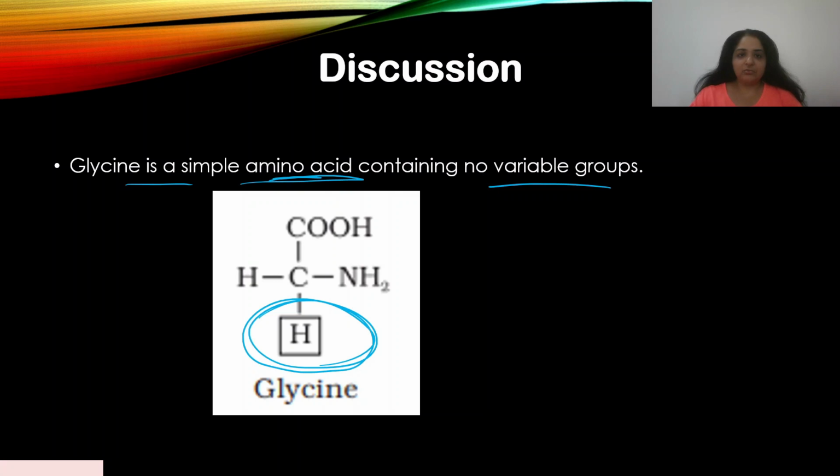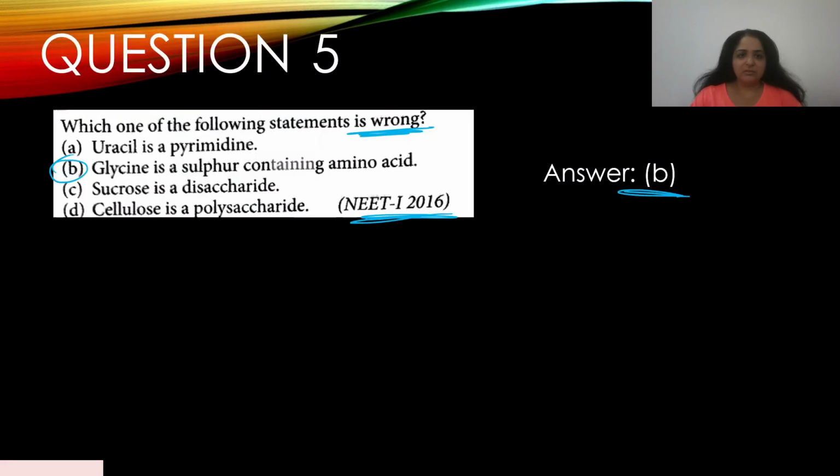This was also pretty simple. You just had to be aware of the different types of carbohydrates that are there, and the bases and the amino acids. But they were pretty simple statements. So I guess we can move on then.